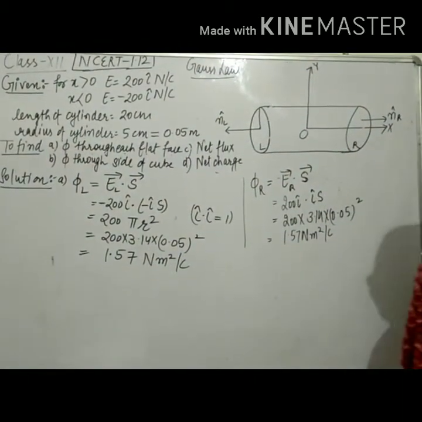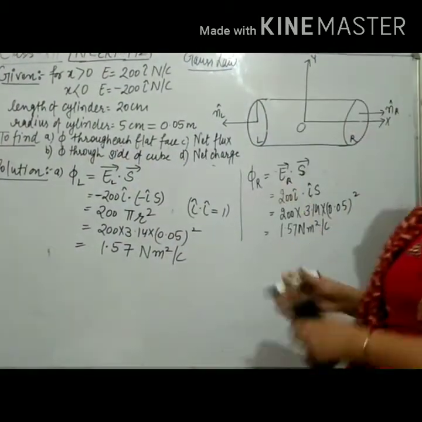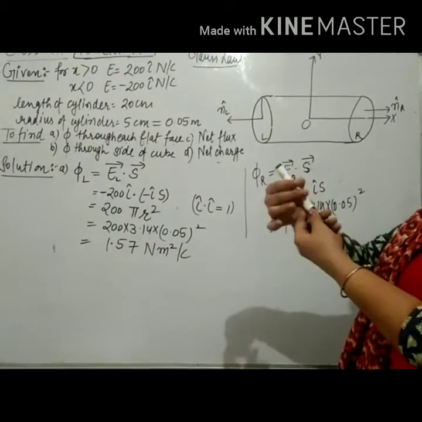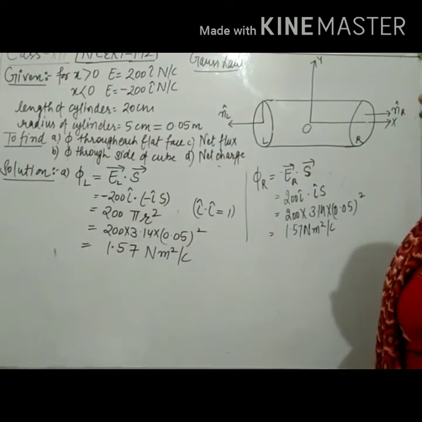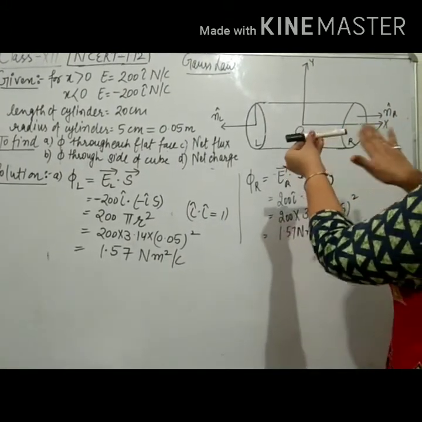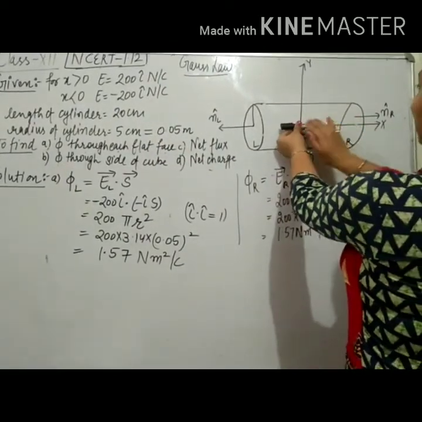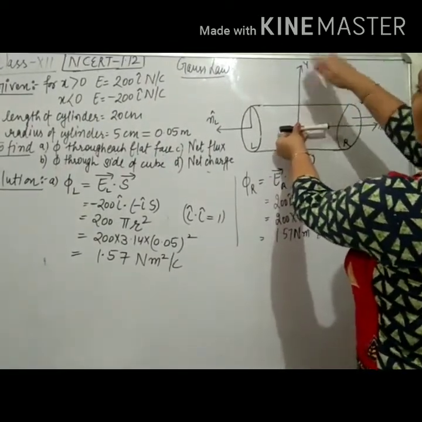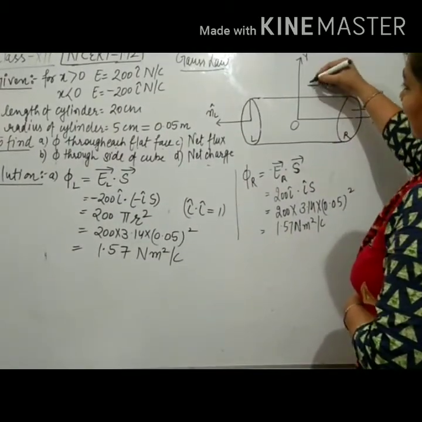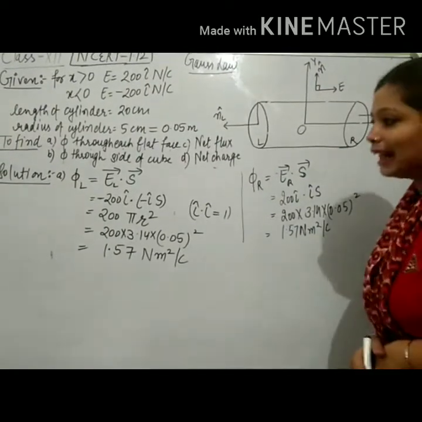Now what we have to find out? Flux through the side of the cylinder. I have told you that the side of a cylindrical body is curved. For the curved face, the electric field is either along right or along left, but the electric field and area vector will be perpendicular. The electric field is along this and the area vector is along this. It means the angle will be 90 degree.